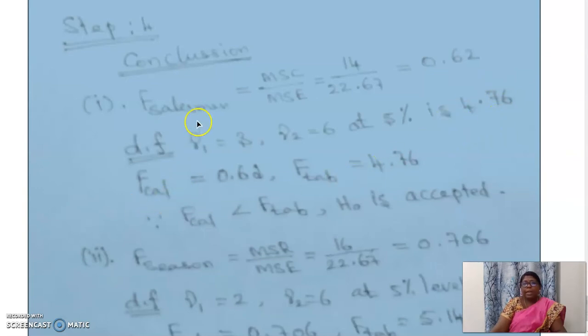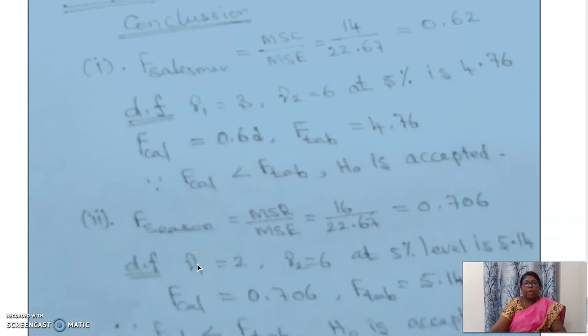Now the calculated value F is 0.62 and the F tabulated value is 4.76. You have to compare these two values. F calculated is less than F tabulated, therefore H naught, the null hypothesis, is accepted. Suppose it is greater, then you can reject the null hypothesis.